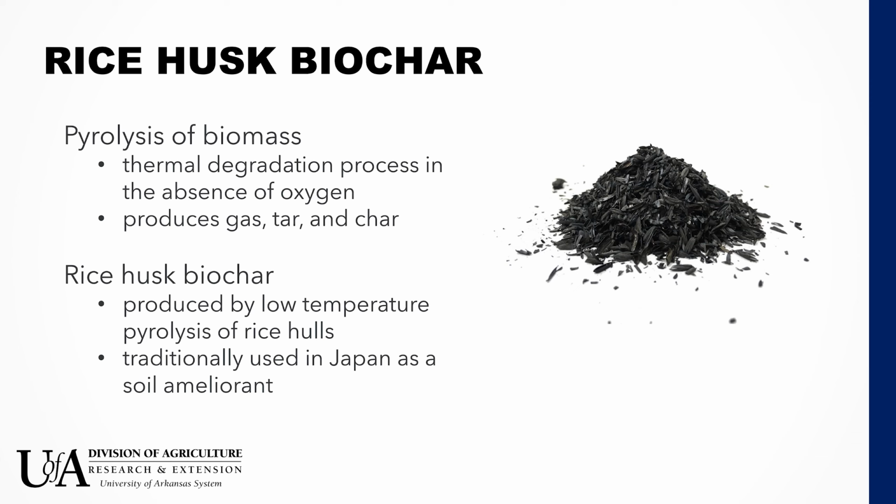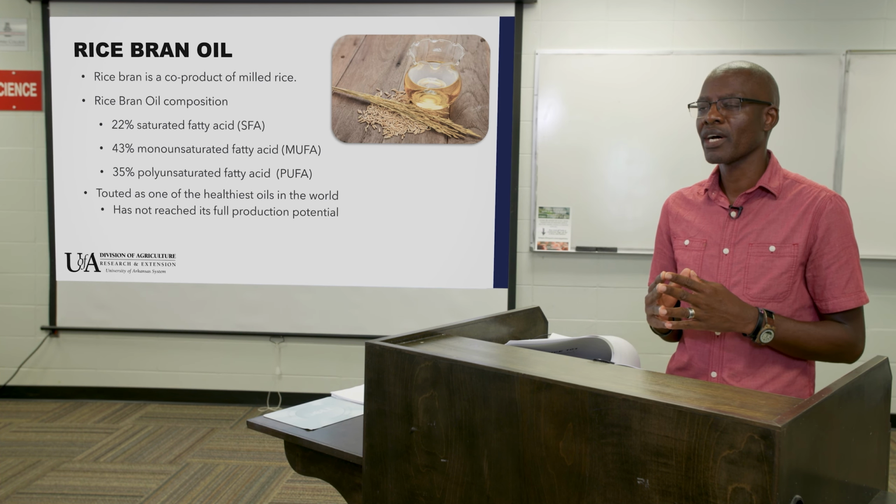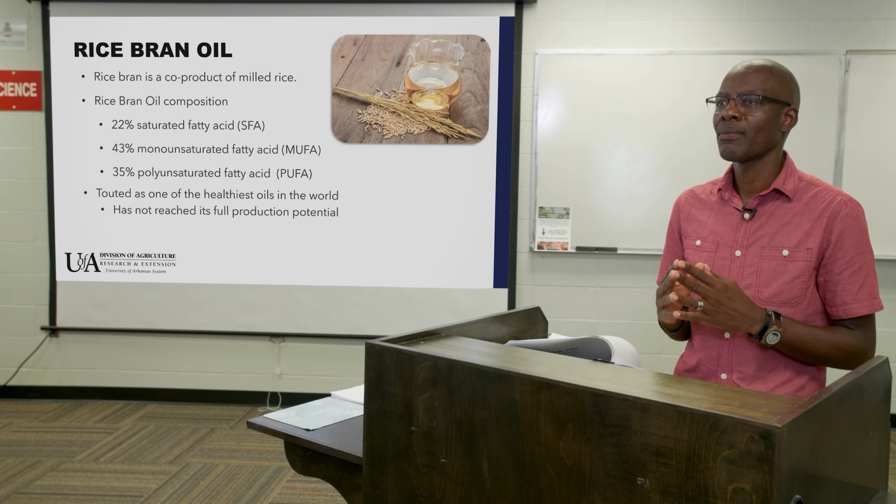This is done through a pyrolysis process that basically involves thermal degradation. In the absence of oxygen, they produce gas, tar, and char, and we end up producing rice husk biochar. These have been traditionally used in some places even as soil amendments, but most of the time we can use this to generate energy.